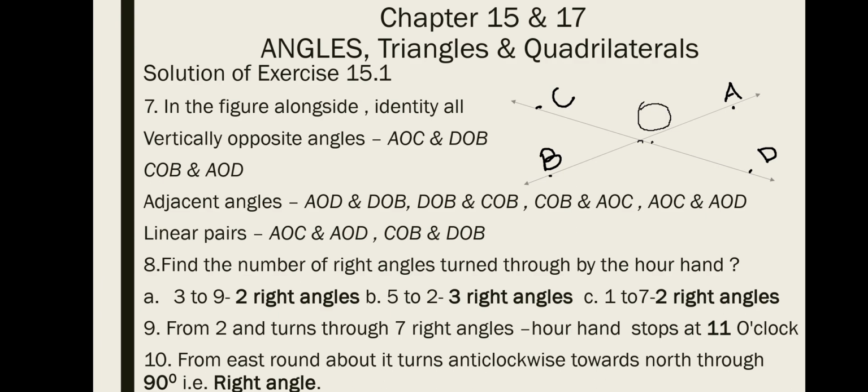Linear pairs: there are two pairs, AOC and AOD, and COB and DOB. There are two pairs of linear angles.